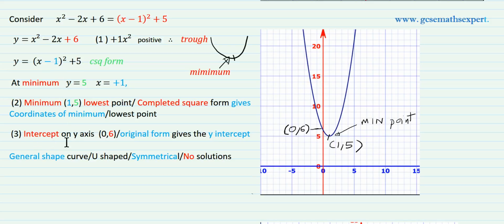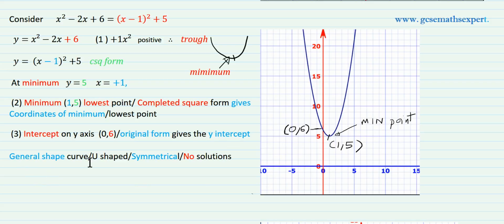And the intercept on the y-axis is found by looking at this +6, this red 6, this constant. That tells us where the graph cuts the y-axis. When that happens, x is 0, so the coordinates are (0, 6). So we have this point and we have this point. The original form gives us the y-intercept.